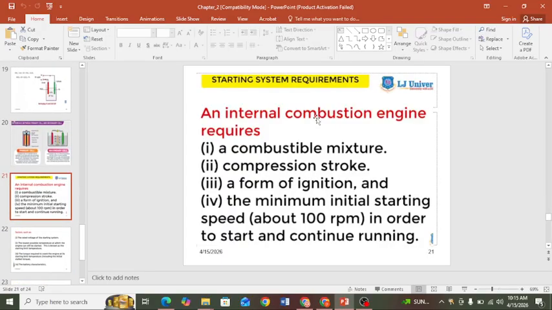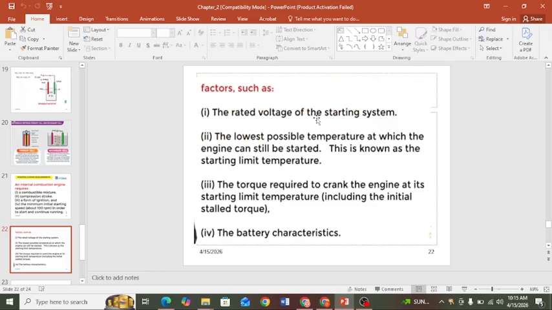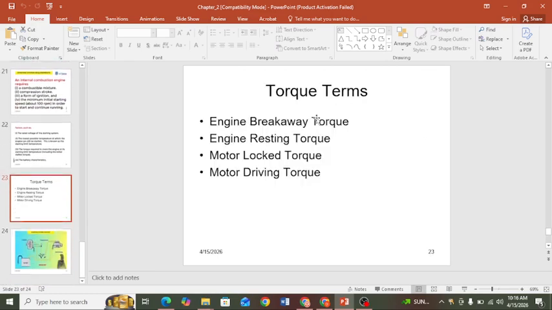Then the starting system requires a combustible mixture, a compression stroke, and ignition from the compression stroke at a high compression ratio, with the help of an initial starting speed up to 100 rpm in order to continue running. Then last is the rated voltage in starting systems, which depends on battery characteristics, and lastly the torque terms. These torque terms differ between engine torque and motor torque. Engine torque has breakaway and resisting torque, and motor torque has locked torque and then driving torque.